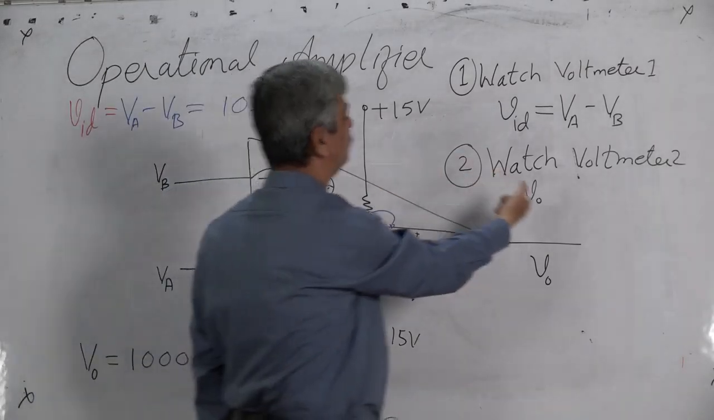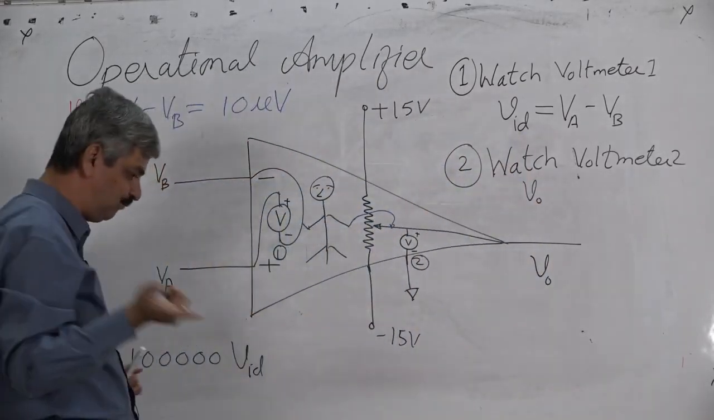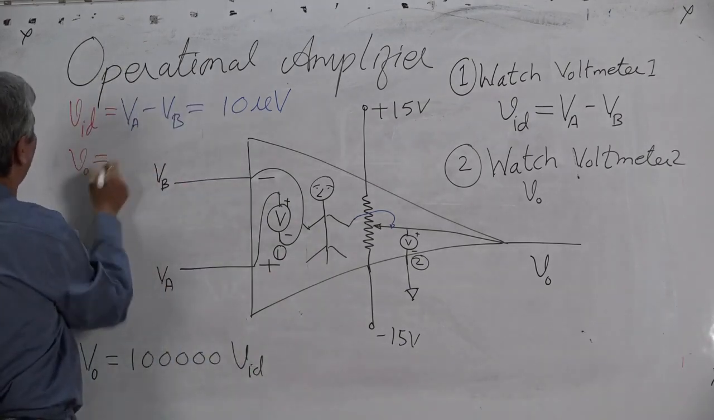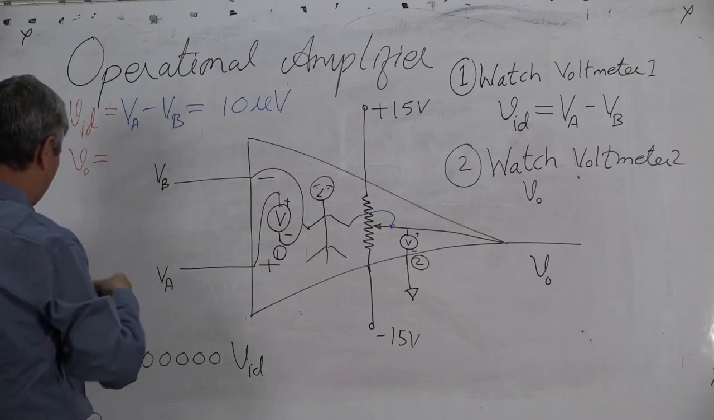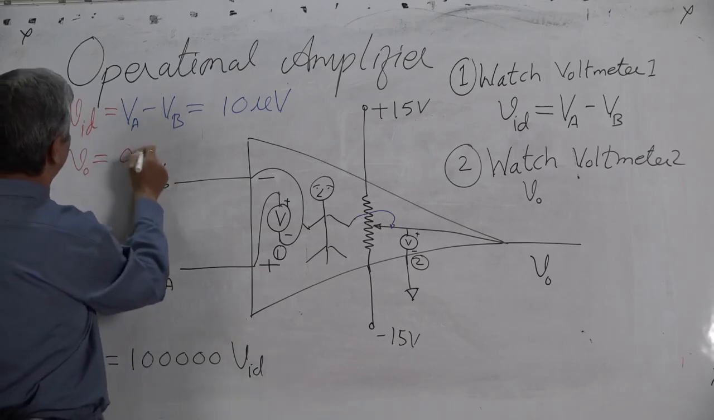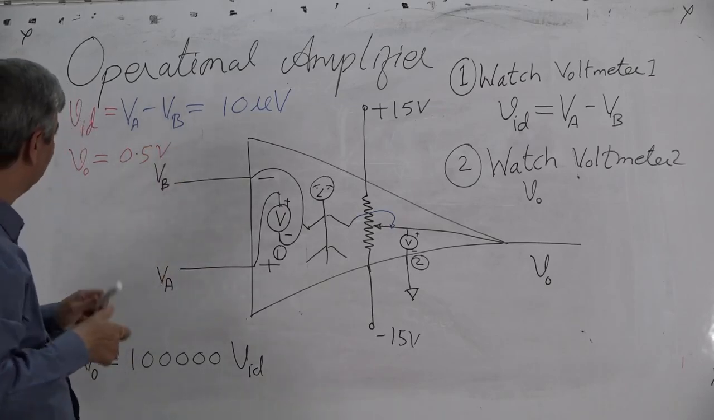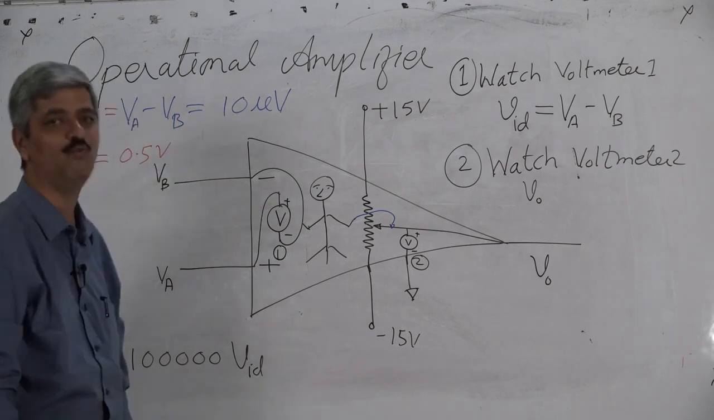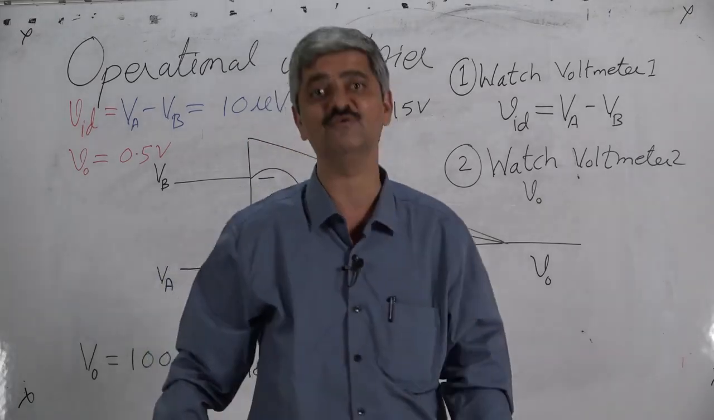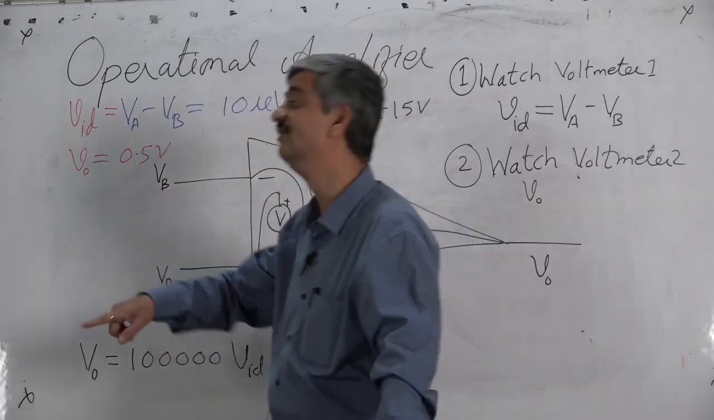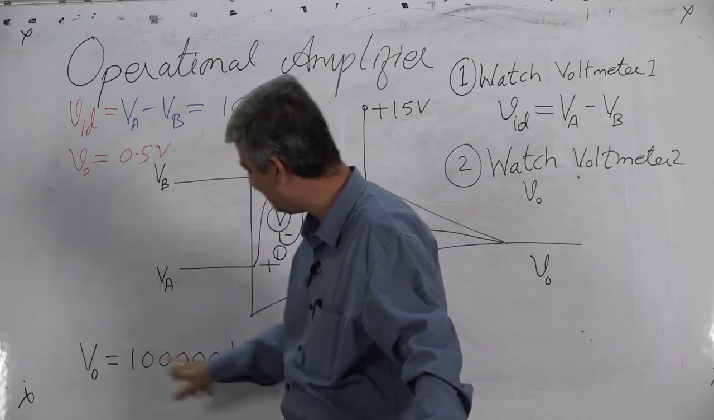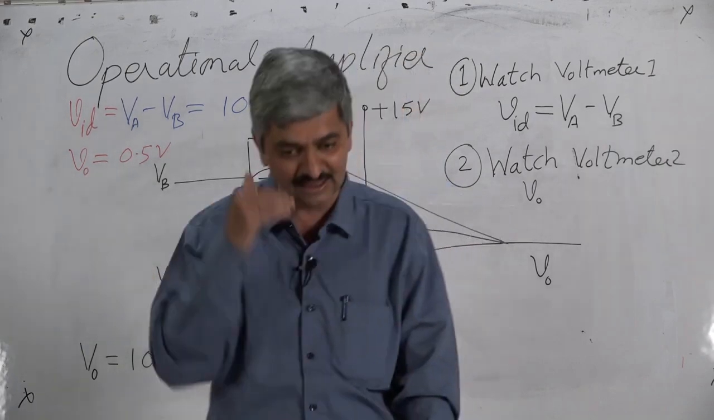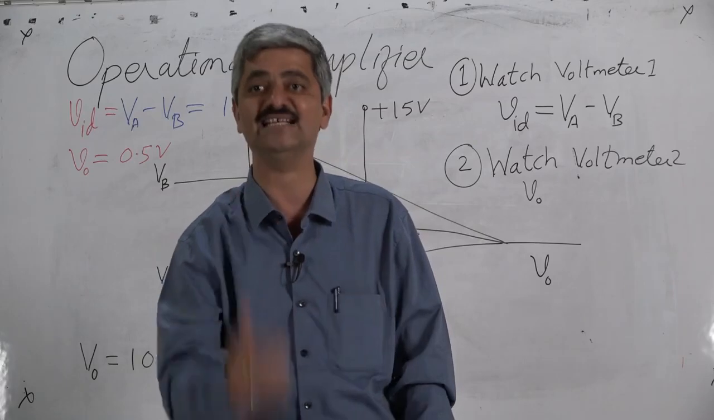You also watch voltmeter 2, because before acting you must observe. So you also watch VO, and maybe accidentally, we don't know, VO may be say 0.5 volts at the initial place. Then VID is 10 microvolts. So what is 1 lakh into VID? 1 lakh into 10 is 10 lakh microvolts, that is 1 volt. What is VO? VO is 0.5 and 1 lakh into VID is 1. So VO is not 1 lakh into VID. The output is less than what is expected.